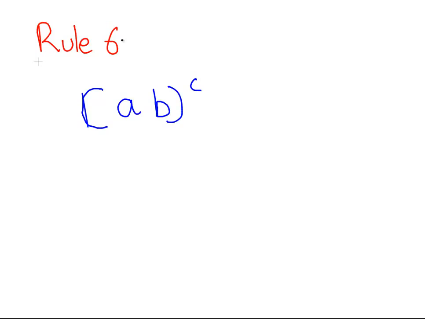Rule 6. I was doing that in red pen, I'll stay in red pen. Let's call it a and b to the power of c. So a times b, all to the power of c, can be written as a to the power of c times b to the power of c.